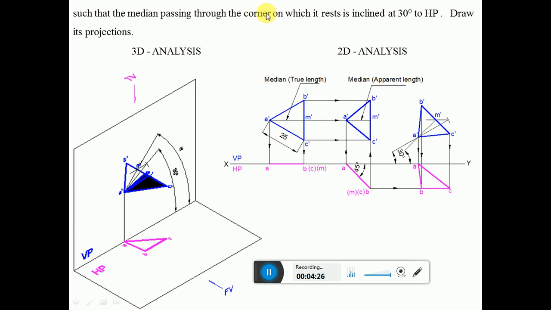Such that the median passing through the corner on which it rests is inclined at 30 degrees to HP. Now he says it is inclined at 30 degrees to HP. So that means he has given the true inclination. But in the second position front view, you can see that as the surface is inclined, the median is also getting inclined. So naturally you are going to get the apparent length. But here he has given the true inclination.